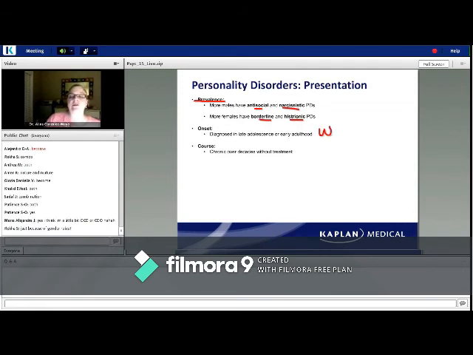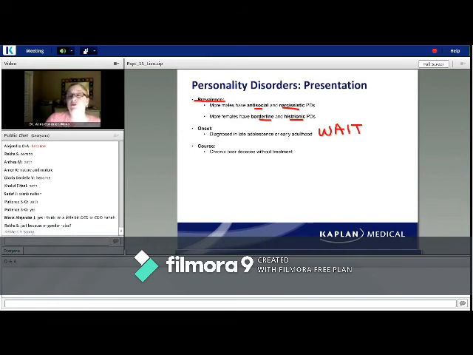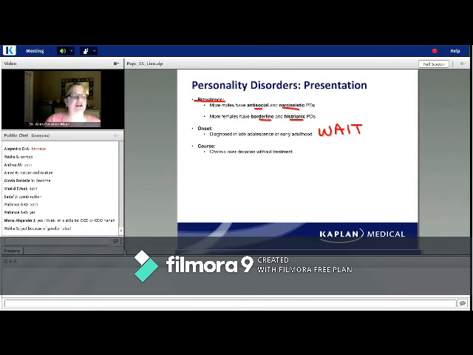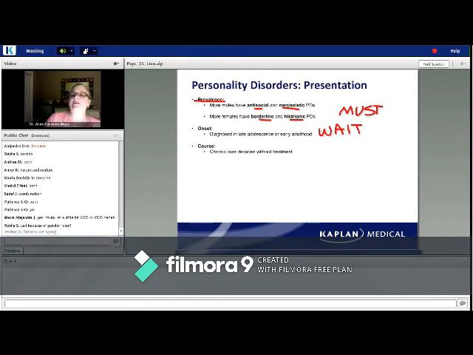We try to wait before we give someone a diagnosis. We don't want to give a teenager a diagnosis unless we truly mean it, because sometimes kids change, adolescents change, things can change a lot of times. But there's only one where we must wait. What do you think that is? Which is the only one where you have to be 18 before you give them the diagnosis?